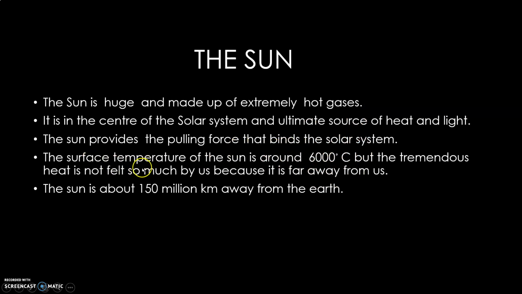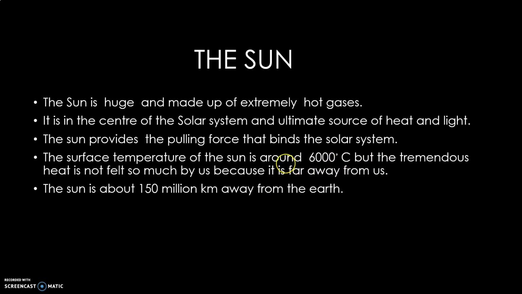And the surface temperature of the sun is around 6,000 degrees Celsius, but the tremendous heat is not felt so much by us because it is far away from us. How much temperature is there at the surface of the sun? 6,000 degrees Celsius. That much temperature we are not feeling. Why? Because it is very far away from us. That's why we are getting very little heat and light from the sun.